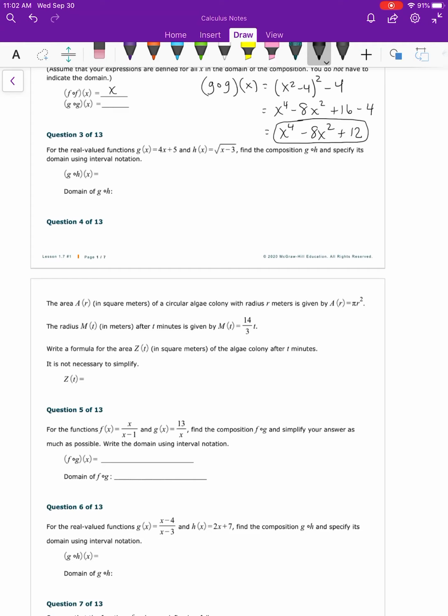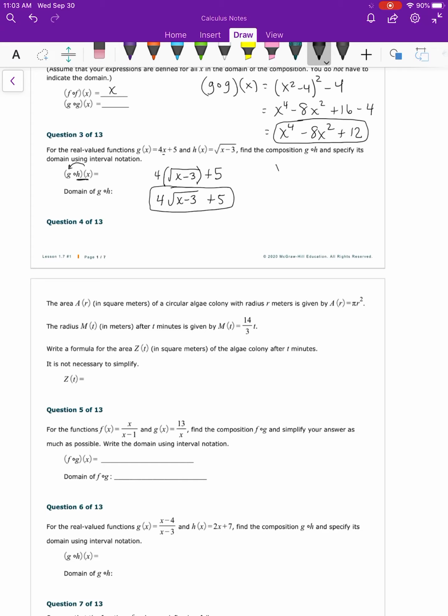Number 3, for the real valued functions, find the composition g composition h and specify its domain. So you're putting the h in where the x's are in the g function. So we've got our 4 times, and that's where we're putting our h in. The square root of x minus 3. We're putting it into where the x is in the g function. And so we end up with 4 times the square root of x minus 3 plus 5. That would be your g composition h.